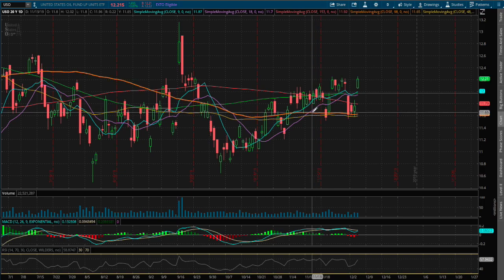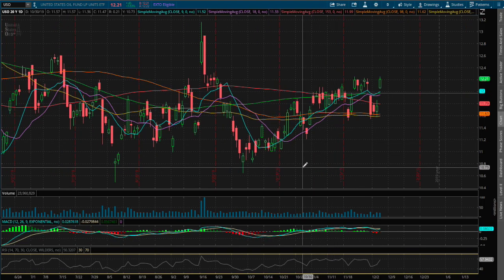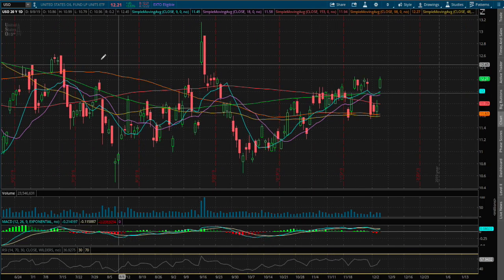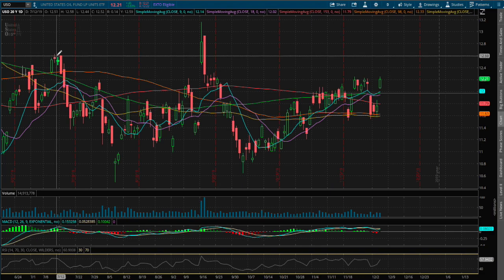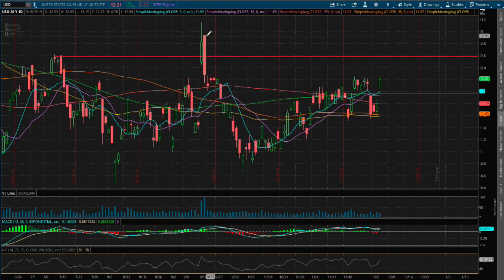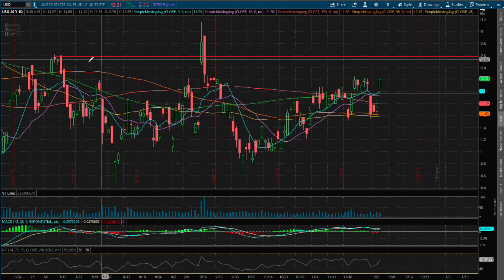And as for resistance, the next resistance that I see is this price right here. We hit resistance back on July 11th around a price of $12.60. After breaking that resistance, we have once more another resistance back on September 17th. At the moment, we need to break this first. Overall, it's in a very good healthy trend.